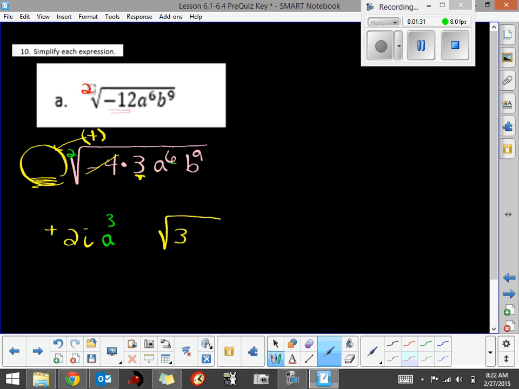So we're looking at a squared times a squared times a squared, and every time we take the square root of an a squared, we get an a. So we get a times a times a multiplied, or a cubed. It's as simple as taking 6 divided by 2. Then I'm going to work on that b to the 9th.